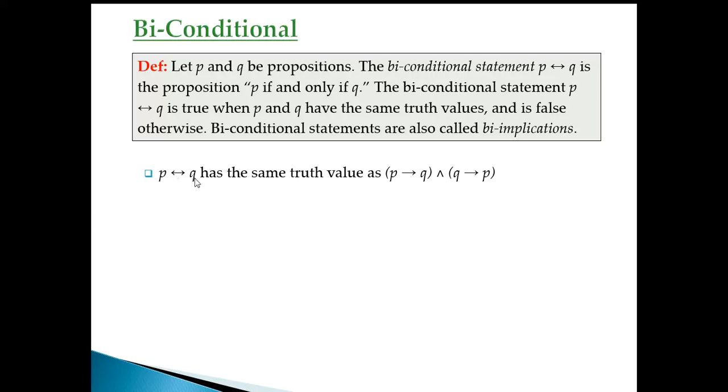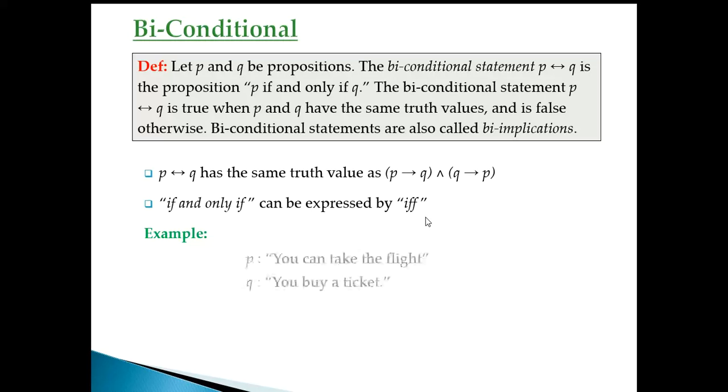It means if P implies Q is there, then Q implies P is also there. So P implies Q and Q implies P means that P if and only if Q. So we can write this in this form also. Both are equivalent. And if and only if we can express as iff. This also means if and only if.